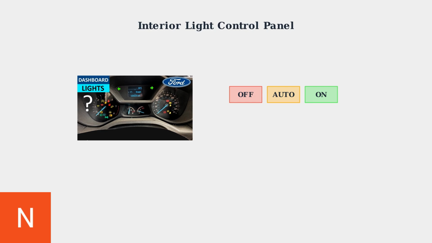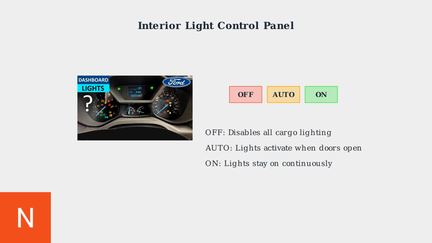This panel features a three-position switch with off, auto, and on settings. Setting the switch to off completely disables all cargo area lighting. Auto mode activates lights when doors open, while on keeps lights continuously illuminated.